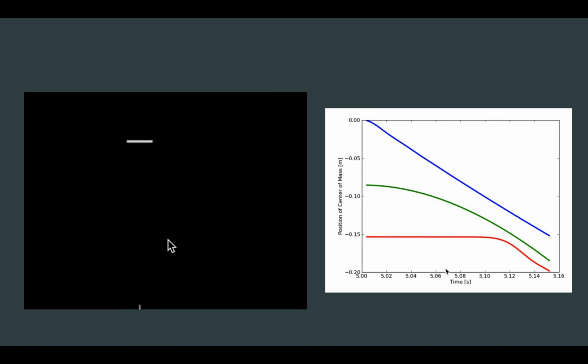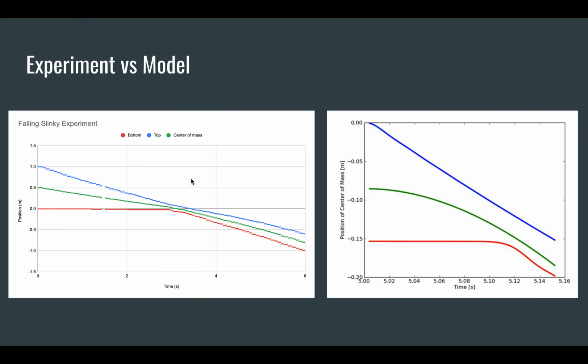This is what the graph looks like, with this being the top, this being the center of mass, and this being the bottom. And here is that side by side with the experiment model. We see they're pretty similar. The top is still moving at a constant rate, then we have the center of mass in between the bottom and the top, and the bottom starts off not moving, and then starts moving once it touches the top.